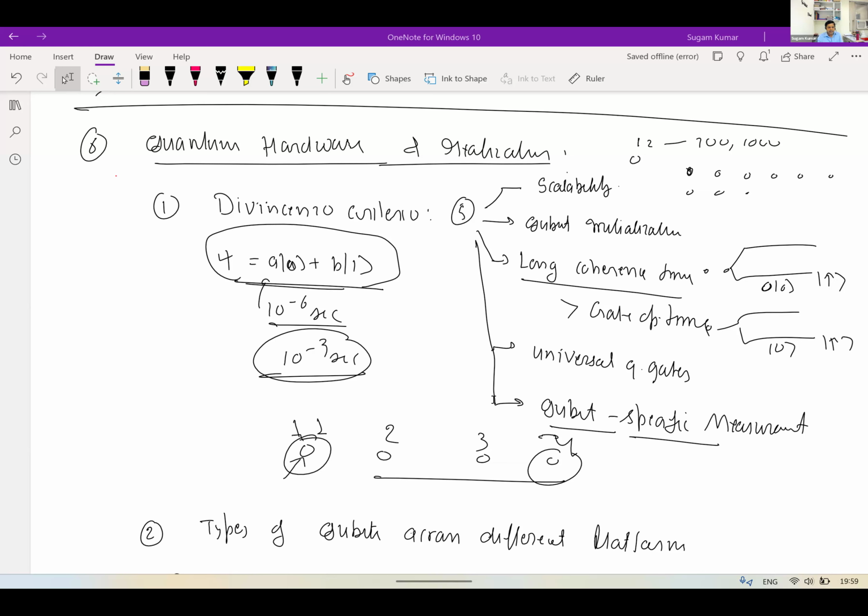The answer is that there is no single qubit gate or single gate which can act as a universal gate in the quantum system. You need a set of one-qubit and two-qubit gates which are collectively used to create any kind of computation.